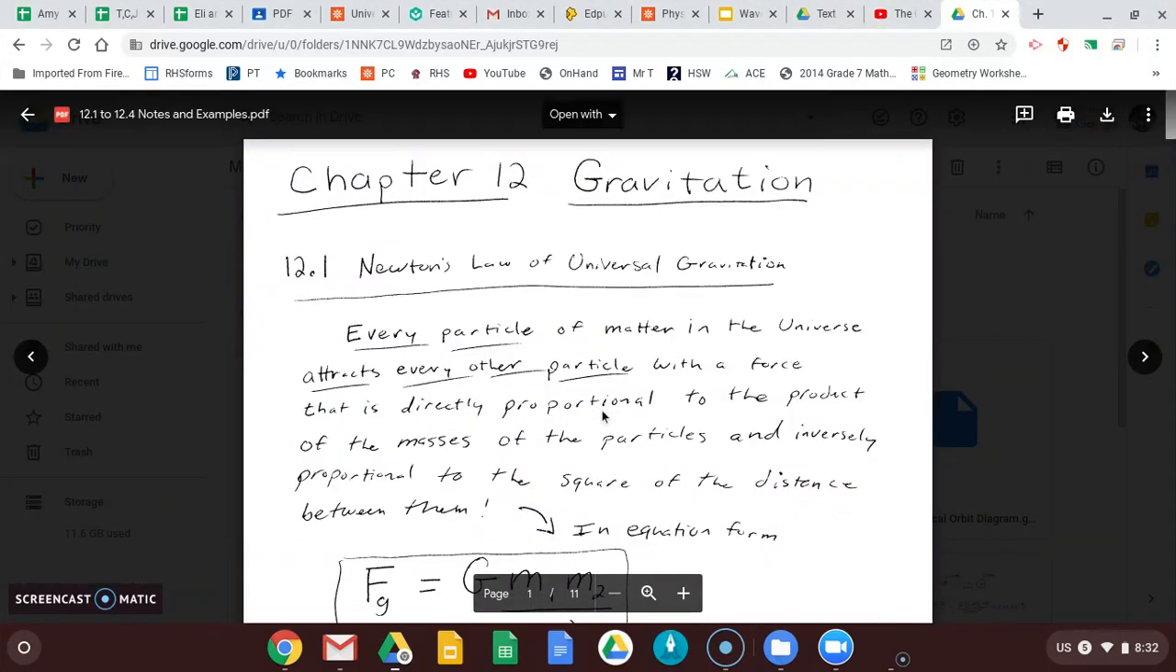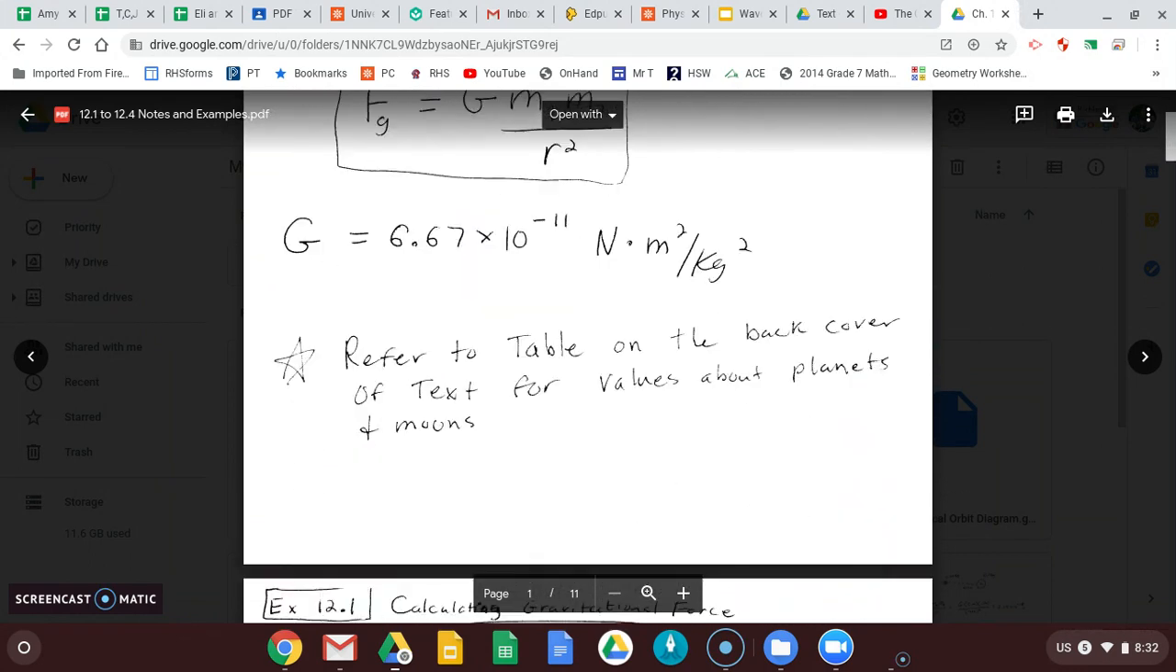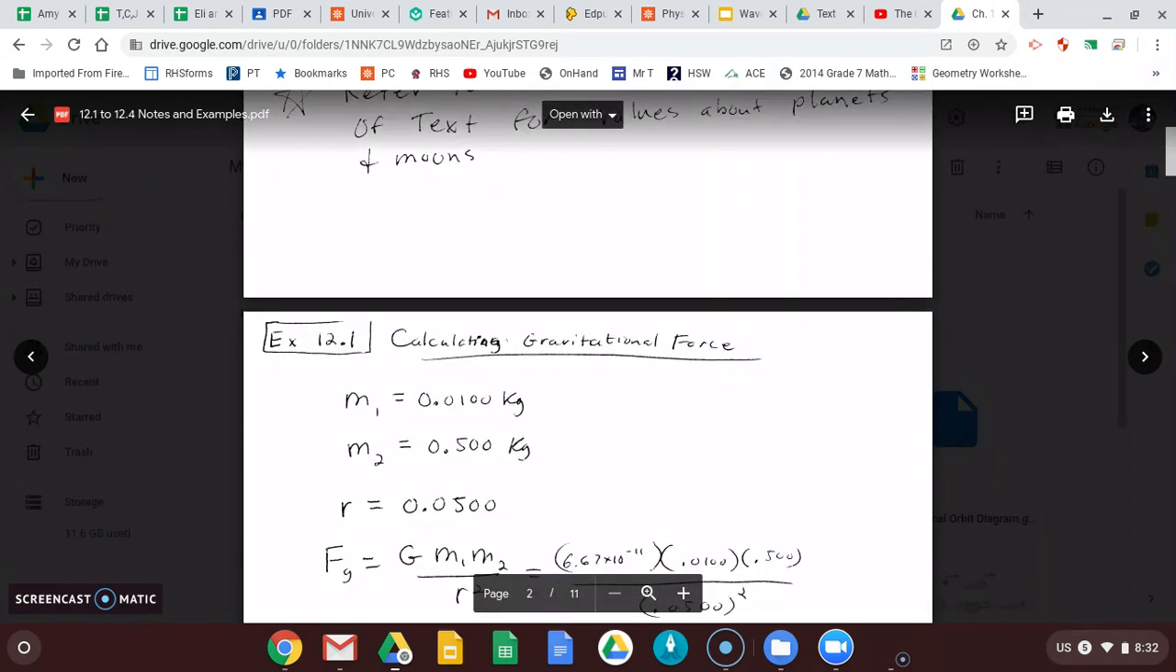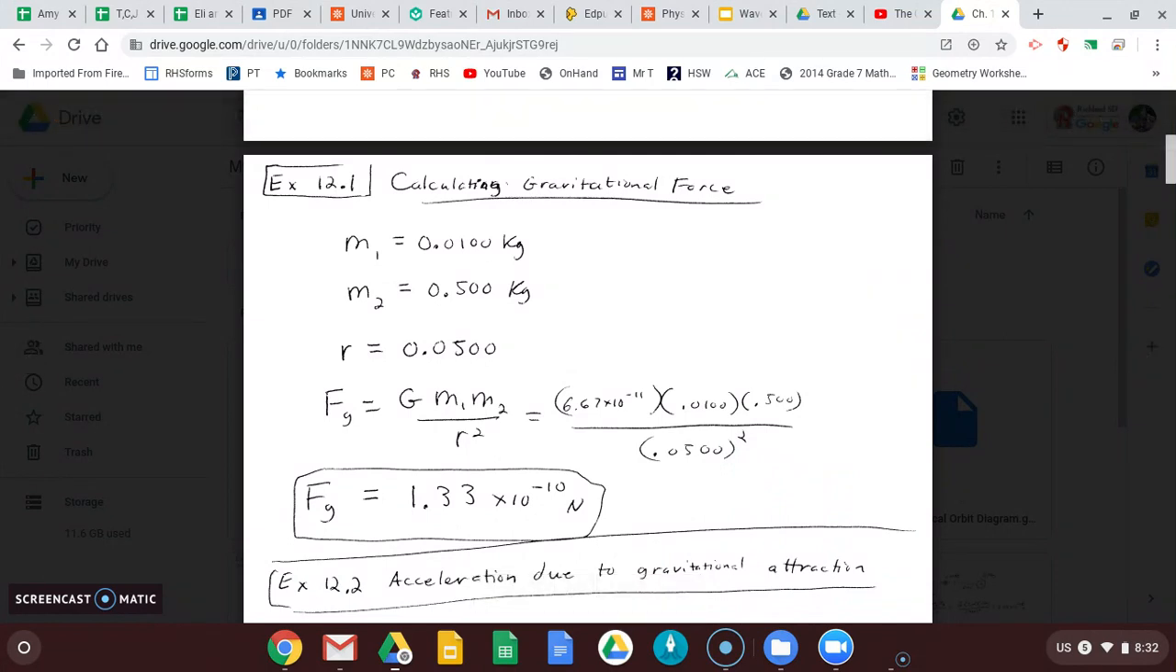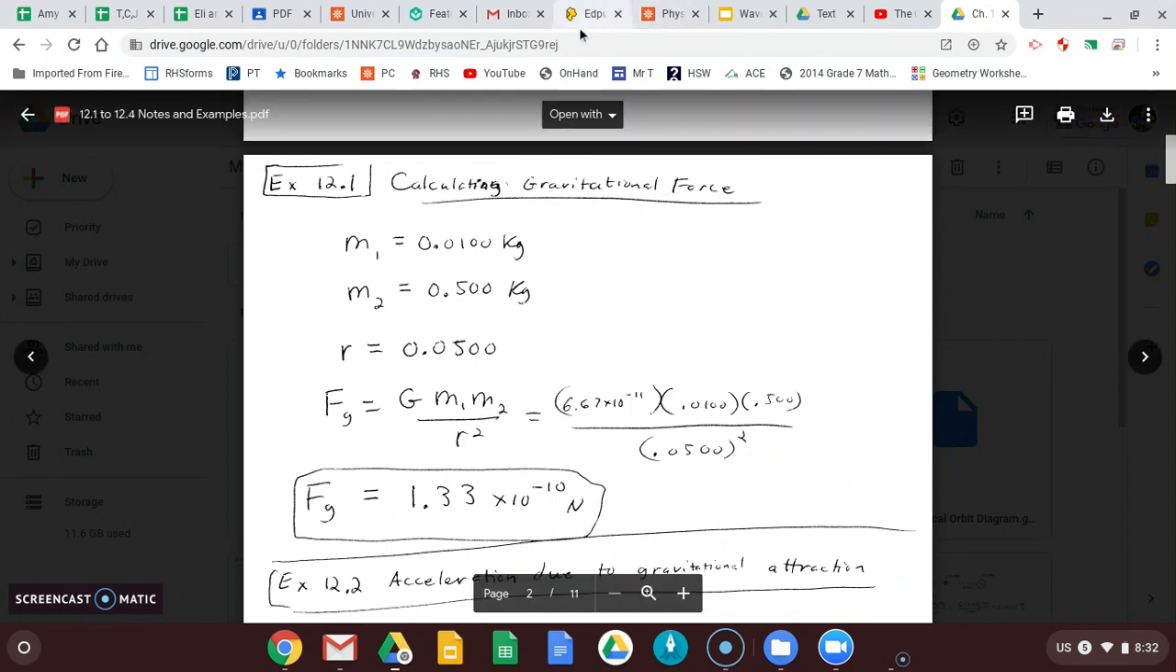All right, guys, we're back to go over the examples for section 12.1 of Newton's law of universal gravitation. So example 12.1 is pretty much as straightforward of using this as you get, but let me relate it to a simulation as well to better visualize it.